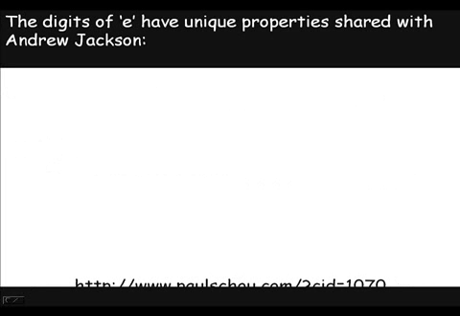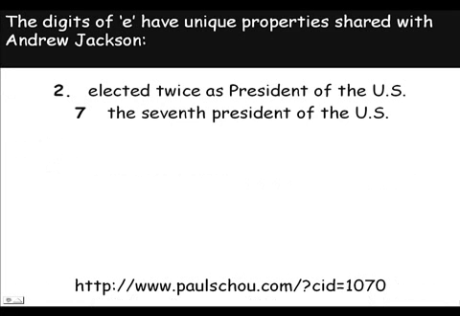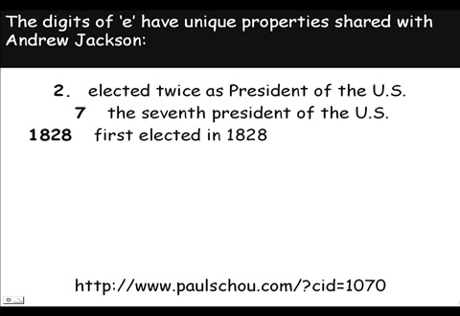Because the digits of e have a unique property shared with Andrew Jackson. Most of this is true, some of it's a little bit of a stretch. But how do we do that? Well, 2 point. Andrew Jackson was elected twice as president of the United States. So if you remember that, you got the first digit too. He was the 7th president of the United States. So 2.7. He was first elected in 1828. So there's your 2.7, 1828. Since he was elected twice, we just repeat that first year, 1828. So 2.7, 1828, 1828.